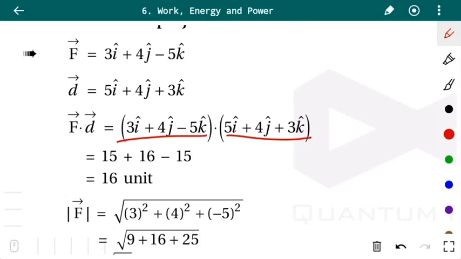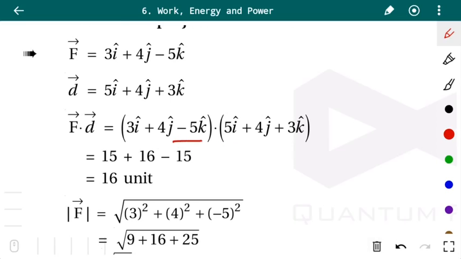So 3i dot 5i gives 3 into 5, 15, since i dot i is 1. Then 3i into 4j will be 0, because i dot j is 0. 3i into 3k, here i dot k is 0. Then taking 4j with 5i, here j dot i is 0. Then plus 4j into 4j gives 16, since j dot j is 1. So plus 16. 4j into 3k again will be 0.